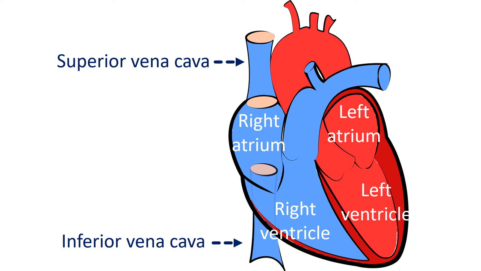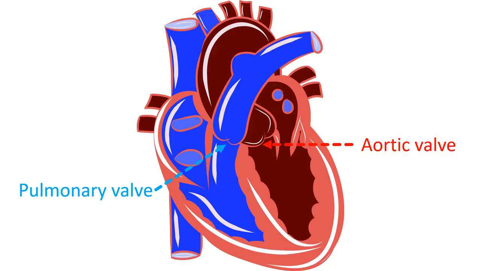Blood returns from the body to the heart through large veins known as vena cava. The superior vena cava returns blood from the head and neck and arms. The inferior vena cava returns blood from the legs and the lower part of the body. Blood returning from the heart muscles comes through the coronary sinus. All these 3 veins join the right atrium.